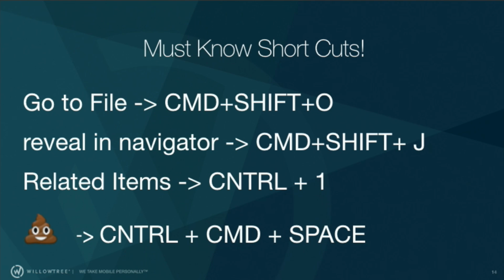Related items, going back to that control bar I was talking about, I use this all the time. If you highlight a class name or a method or an object, and then press Control-1, it'll show related items, and that means what calls this object, what uses it, what this object calls, which I find very important, especially if there's something wrong going on with something. It's definitely a good jumping off point.